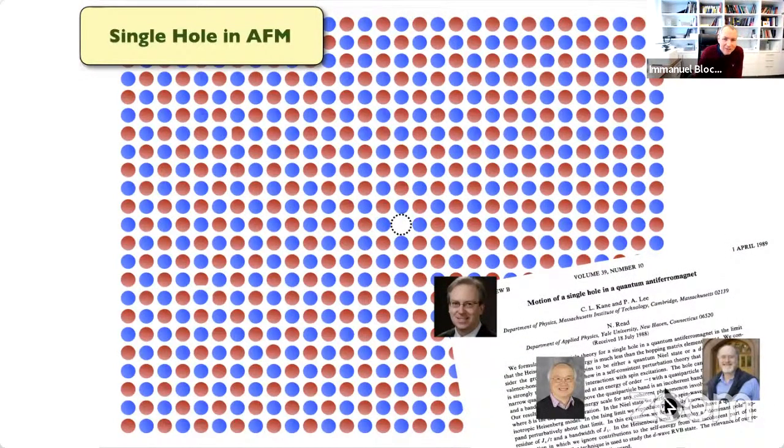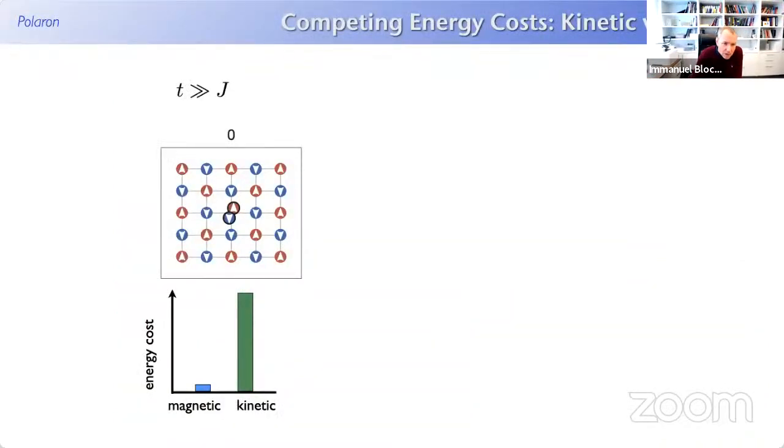Actually, just to show you that it is difficult, I found this nice paper from 1989 from Charlie Kane, Patrick Lee, and Nick Read, some of the three greatest condensed matter physicists of our days, that actually worked on this kind of Gedanken experiment. Now, why is this different? So let's imagine I have a two-dimensional antiferromagnet, which I sketch here, and I put a hole, or equivalently, what we like to do more in the experiment, put a doubly occupied site. And now again, you have this competition between kinetic and magnetic energy. The doublon or the hole wants to delocalize, but the spins want to align antiferromagnetically.